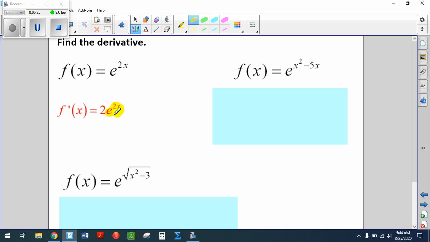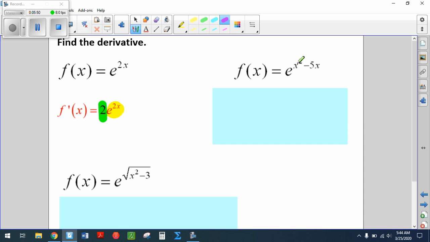So it started with this because the derivative of an exponential function is itself. And then this 2 out front is like the y prime. It's the chain rule, sorry. So e to the 2x, the derivative of e to the 2x is e to the 2x times the derivative of 2x. The derivative of 2x is 2.